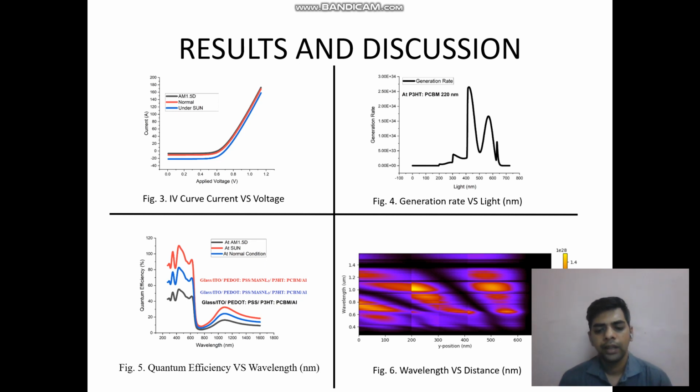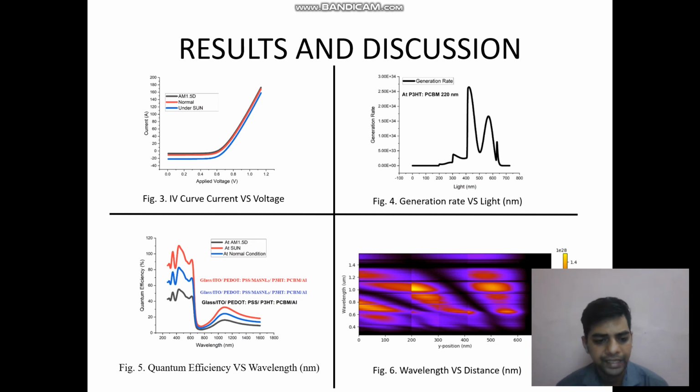In figure number 4, you can see the generation rate versus the light. When the light is at its peak, the generation rate of electrons is very high, nearly 2.5 to the power 34. It comes in the nanometer scale of 400 to 500.